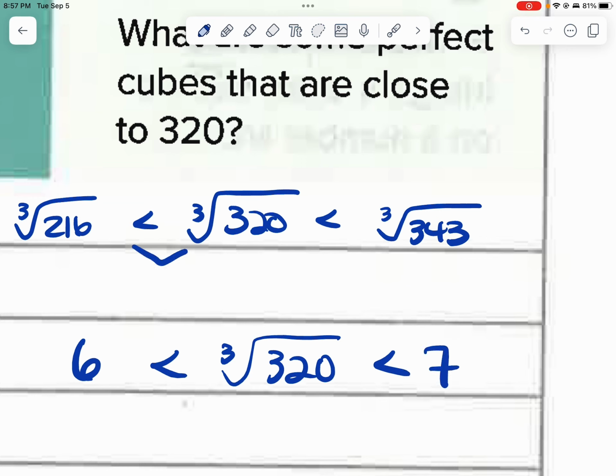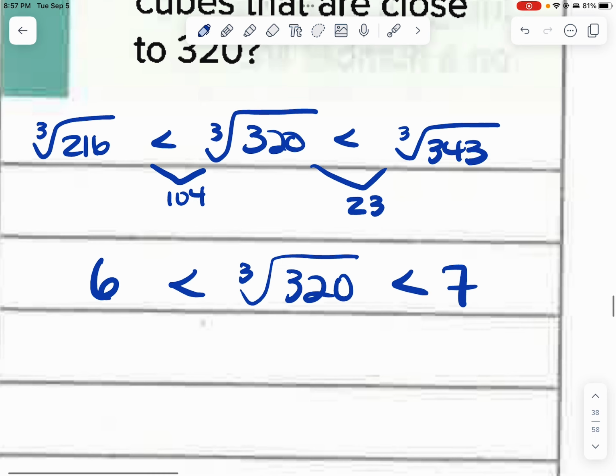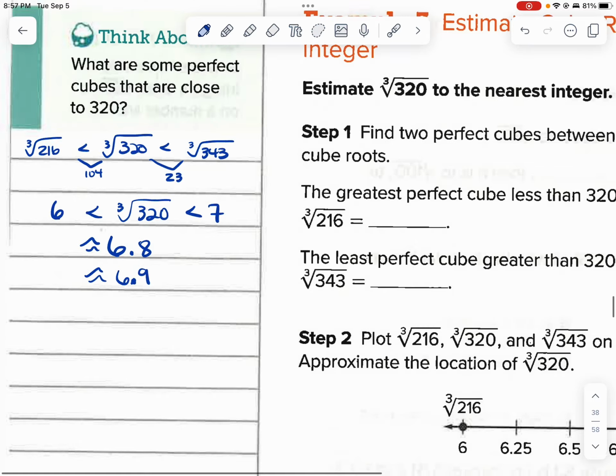So the distance between this is 104. The distance between this is what? 23? So that means it's super close to the 7. Super close to the 7. It's still going to be 6 point something. And I'm going to either go with 6.8 or 6.9. Okay?